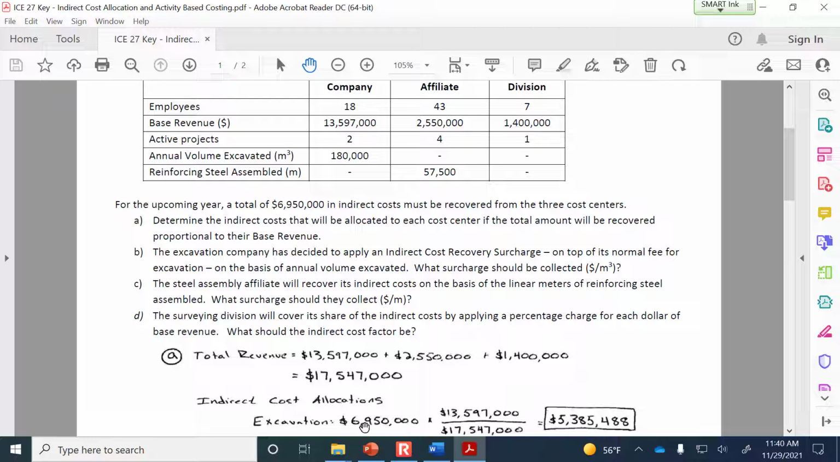Then you multiply that by the indirect that has to be recovered overall company-wide. And so that means that of the $6.95 million that has to be recovered through the whole company, $5.3 million of it is going to be recovered by the excavation company. So then you do the same thing with the steel assembly affiliate and the surveying division. You would find their revenue amount divided by the total, and then you'd multiply that by the indirect cost that has to be recovered.